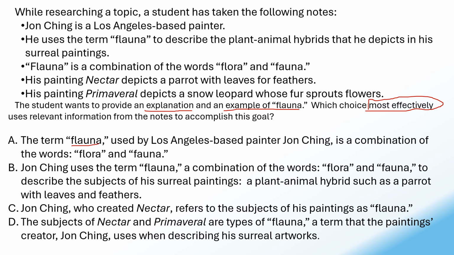So a lot of people say, well, he explains the term fauna used by Los Angeles-based painter John Chang as a combination of the words flora and fauna. Well, that's an explanation. So we have one element, one part of what we need, and I'll go on ahead and call it a part in the interest of time. So we have one part, but we don't have both parts. So choice A is out. Okay, you have one explanation. You need both, an explanation and an example.